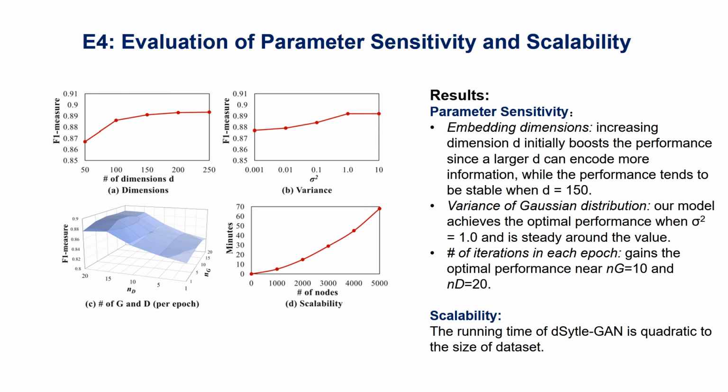In the last experiment, we perform a series of parameter sensitivity analyses, such as embedding dimension, variance of Gaussian distribution, and the number of iterations in each epoch. Overall, our proposed method is not sensitive to the parameters and is able to reach high performance with a cost-effective parameter choice. Then we further evaluate the scalability of our system. We can see that the running time of our model is linear to the size of the dataset.